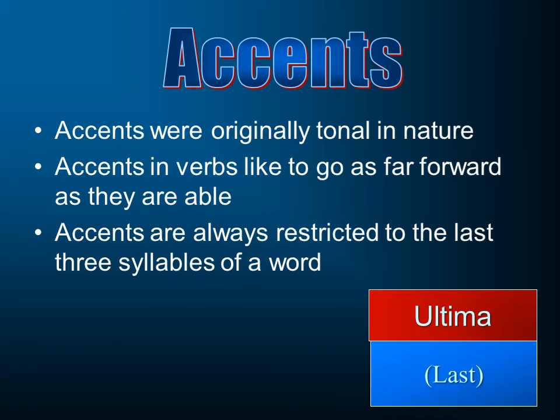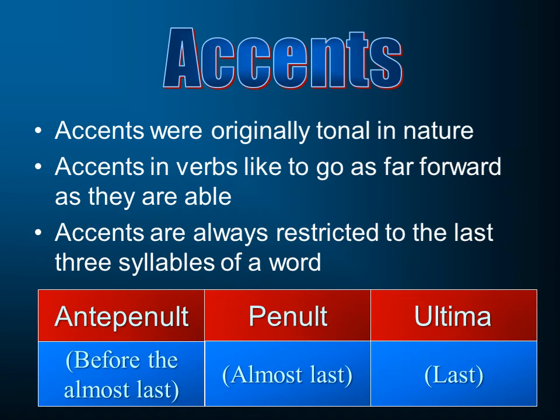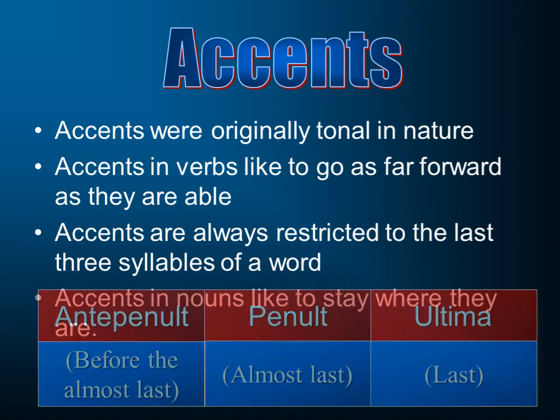So, for example, if my accent is on the very last syllable, we call it the ultima. Now, it can be any one of those 3, but it's the ultima. It's the penult if it's almost the last, second to the last. And if it's as far forward as it can be, only 3 syllables forward, before the almost last, that would be the antepenult. Actually, that's what antepenult means. It means almost before the almost last. It's sort of a funny little word.